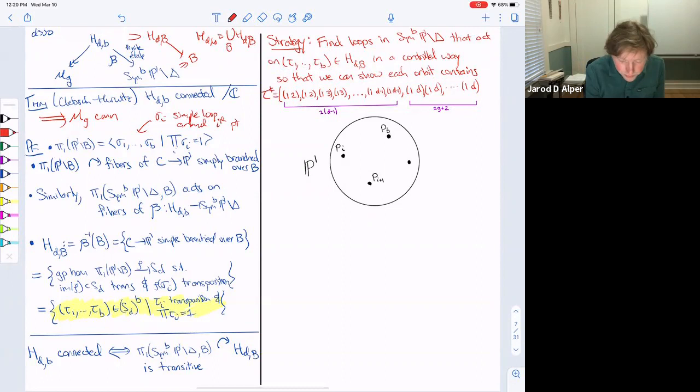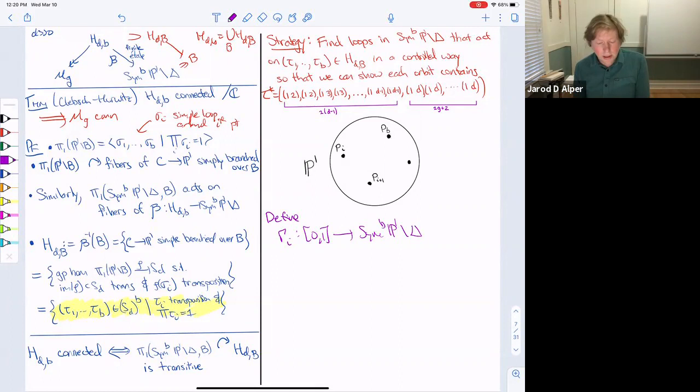So by constructing enough loops and playing around, we'll move any element in the fiber to this guy. All right, so how do we do this? So here's my picture. I'm going to define a loop, capital gamma_i, from [0,1] to the unordered points, distinct points in P^1, where all I want to do is swap the i and i+1 points.